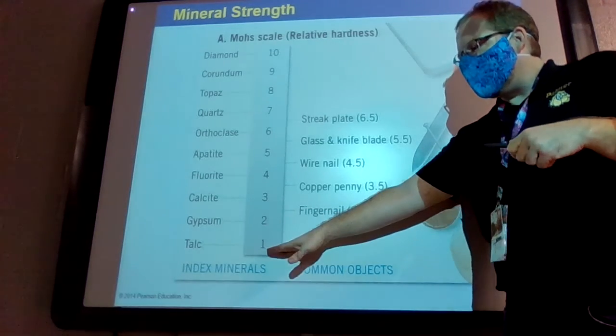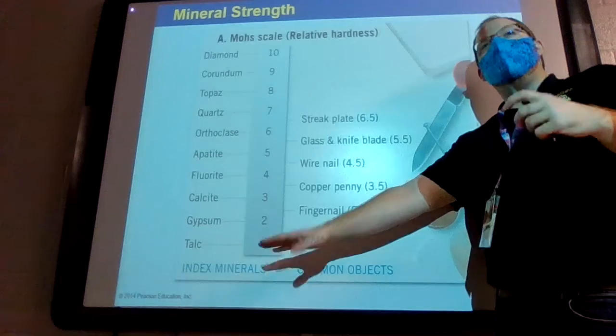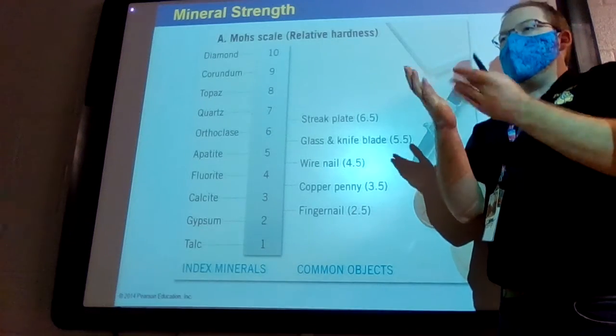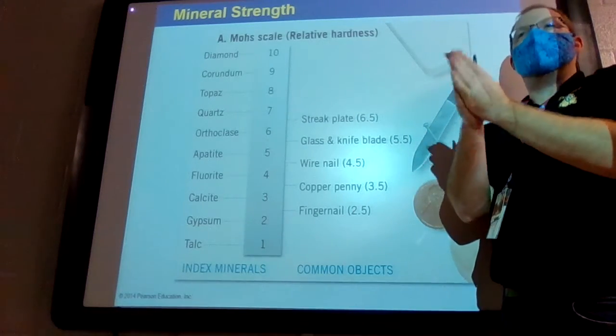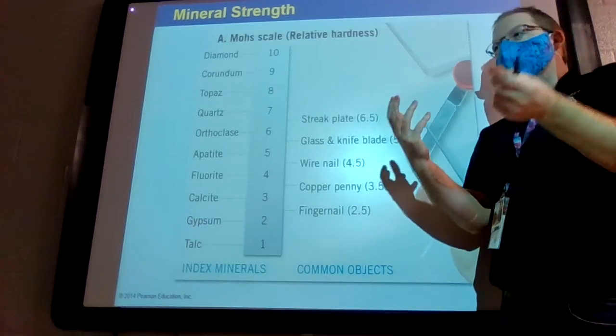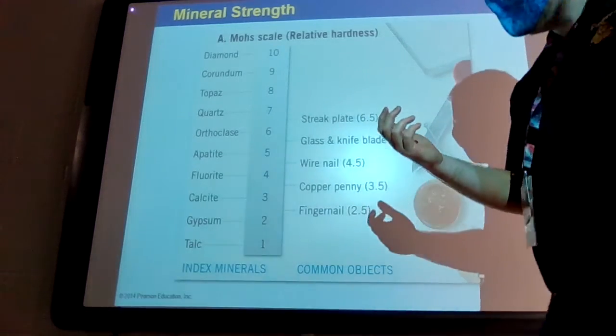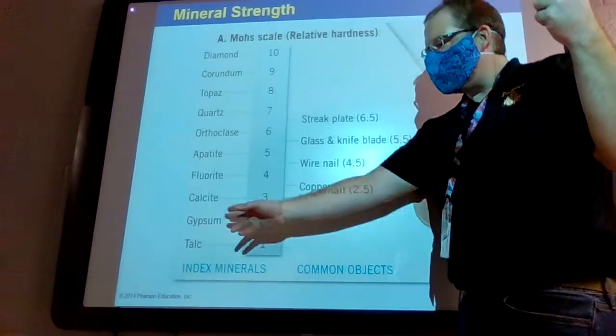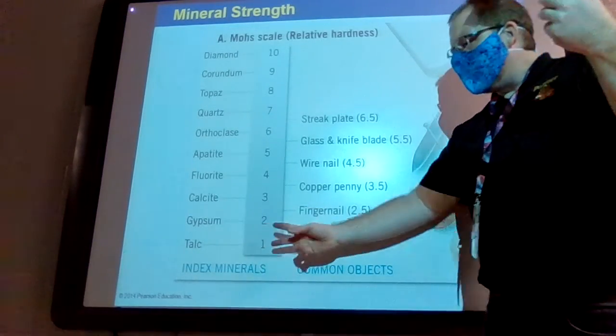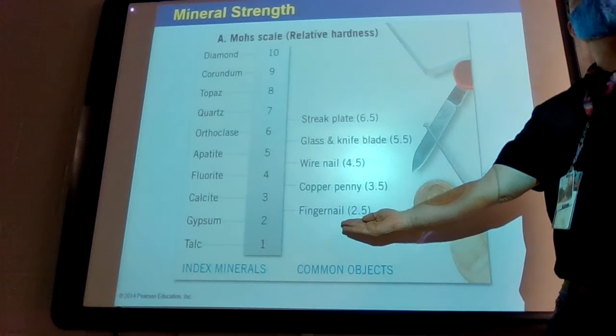But yeah, talc is what we use to make talcum powder. And if you ever feel a piece of talc, it will feel very soft and very smooth. It's actually crazy because you think you're picking up a rough rock and then you grab it and you're like, wow, this is actually pretty pleasant. So talc is very soft. Next you have gypsum, which is also soft. Note that both of these are softer than your fingernail.